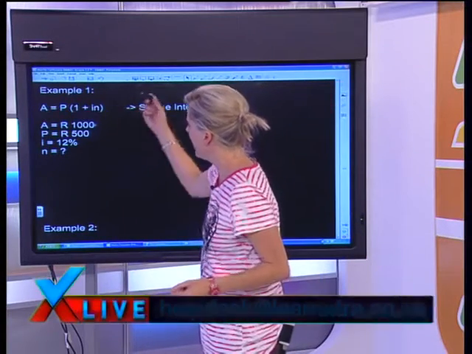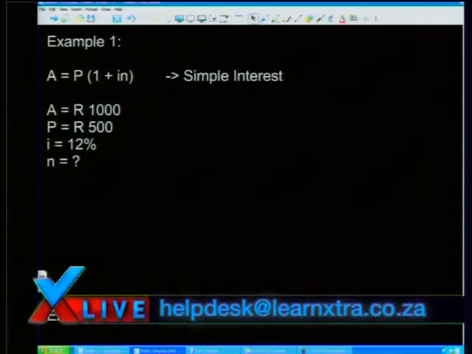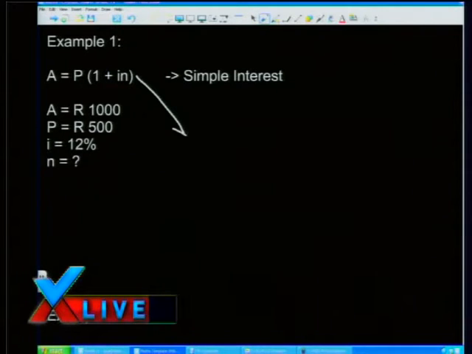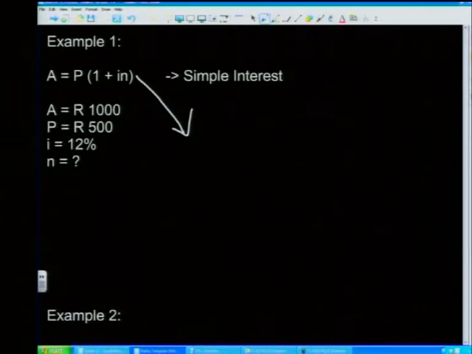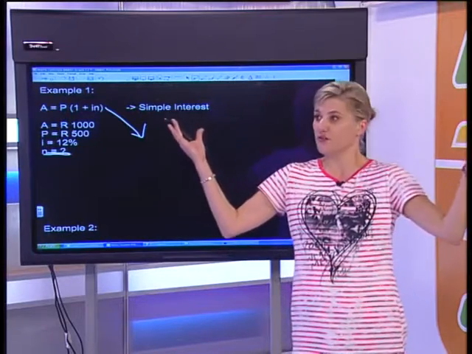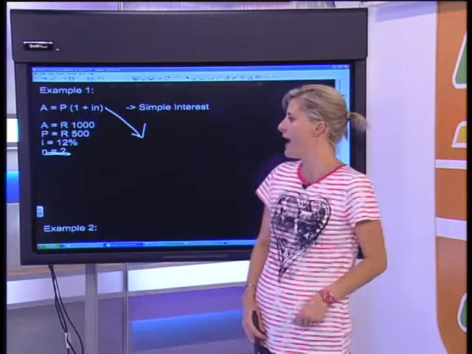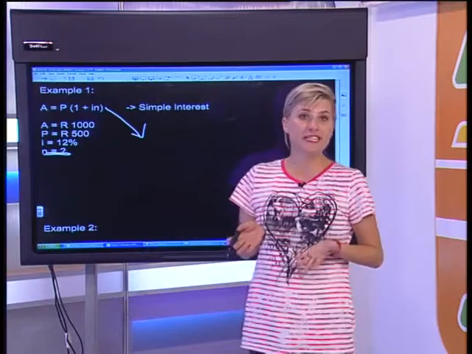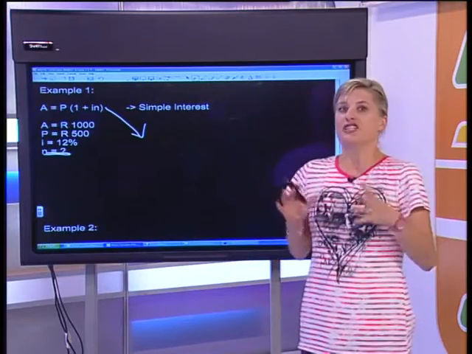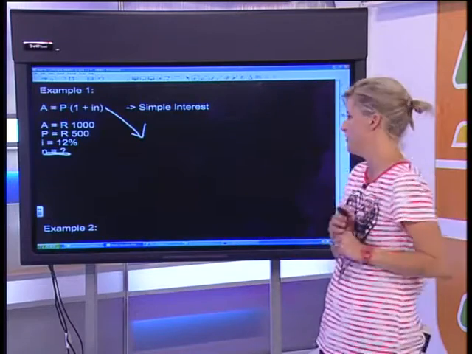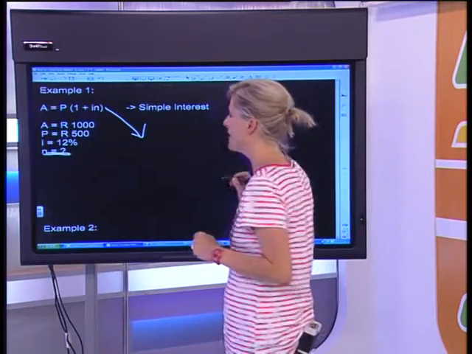There is our formula, and the first thing I'm going to do is just substitute into my formula. Now, as you guys can see, my unknown over here is n. If there was a story attached to this particular question, I would have said something like, well, let's think of a story. Let's say that Indiana invests 500 Rand at 12% per annum, simple interest. She gets 1,000 Rand at the end of her investment. How long did this take? That would be a perfectly legitimate story. Let's have a look at substituting in our information.